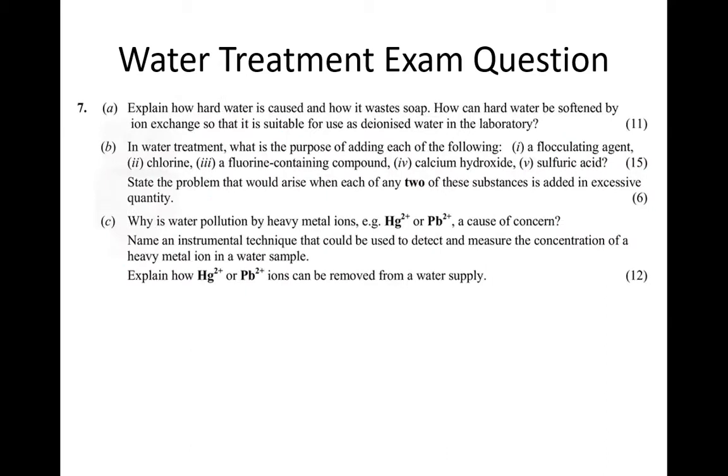Okay, next question. Question 7 from a previous year. Explain how hard water is caused and how it wastes soap. Now, this is going back to what we did in the previous class. Hard water is caused, as we already know, by calcium or magnesium ions. That's all you've got to remember. How does it waste soap?